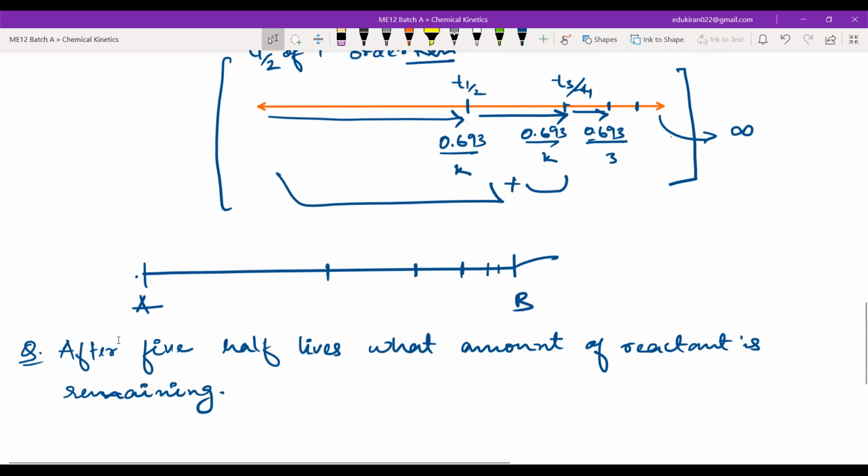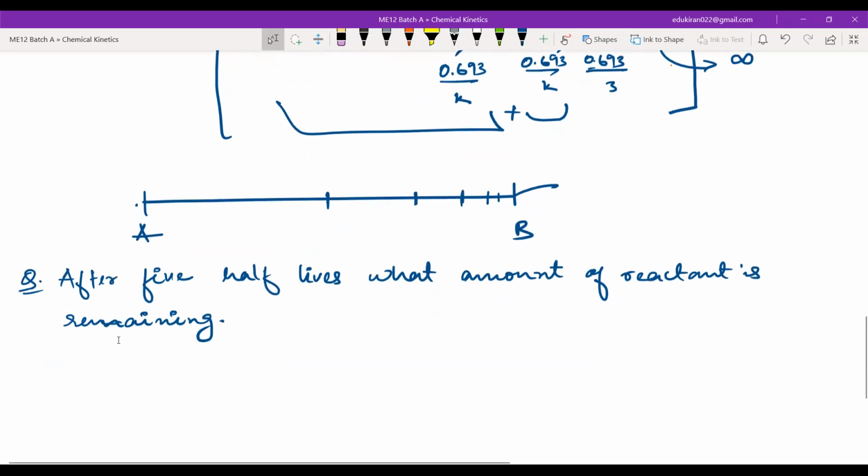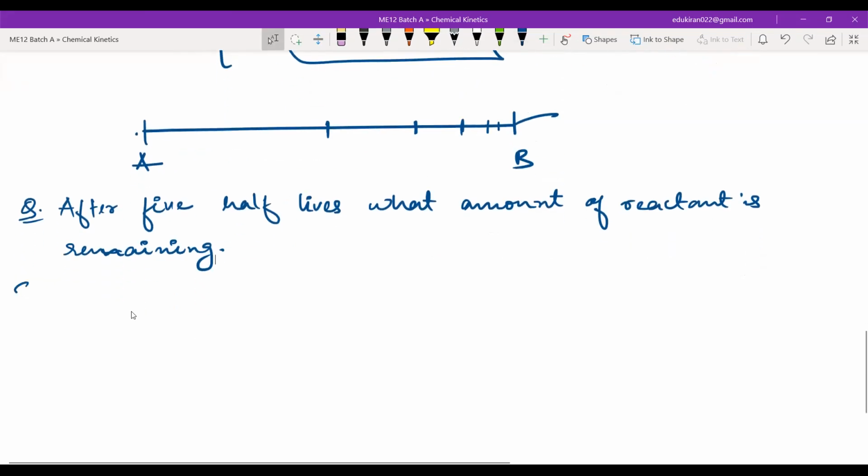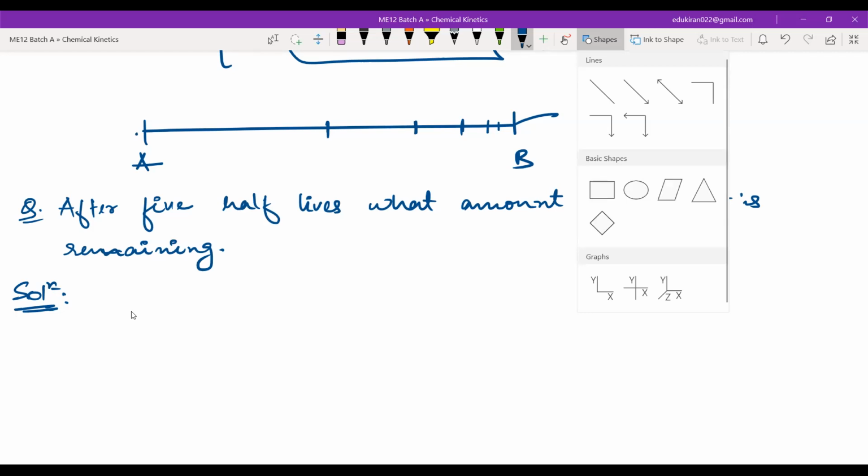Now again, tell me. It seems like nothing is given here. If you can determine, you can determine. But again, these are not numerical problems. These are conceptual problems. After 5 half-lives, what amount of reactant is remaining?